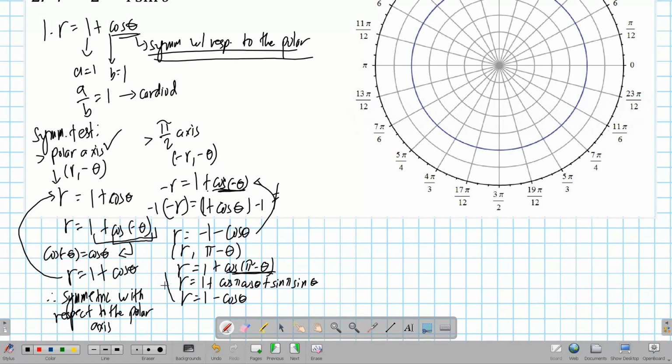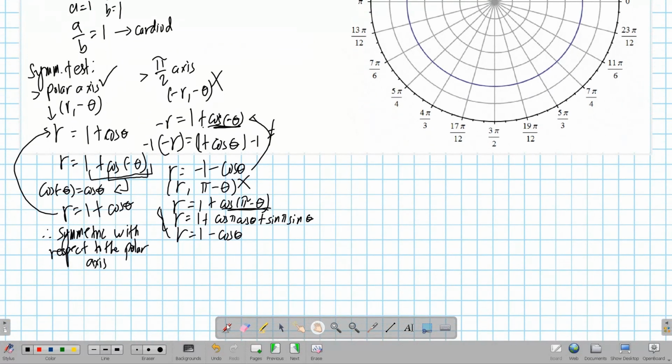I need to write the original one in this image. It's not the same as the original one, and we have already checked that it doesn't work here, it doesn't work here. Therefore, we can conclude that it is not symmetric with respect to the pi over 2 axis.